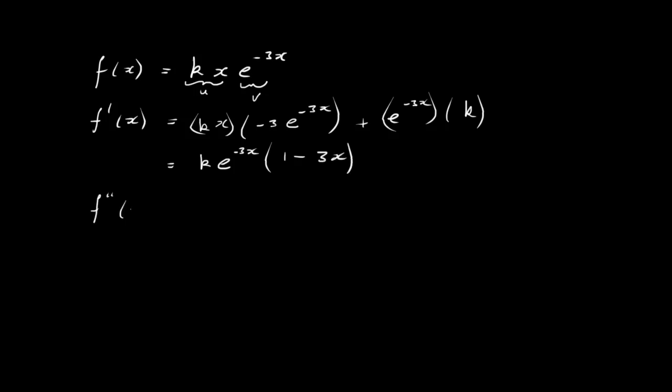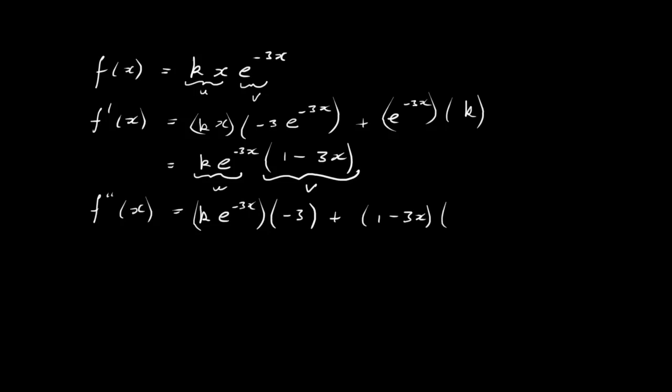Let's just do the second one then, f double prime x. Again, this is a product, so you've got your u and v. This is the u, this is the v. So it's u dv dx, so it's going to be k e to the power of minus 3x. V is going to be minus 3. You can see similarities to what we did earlier. So this is u dv dx plus v du dx, and du dx is going to be minus 3k e to the power of minus 3x.